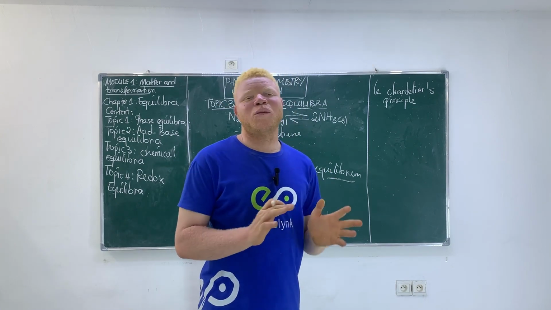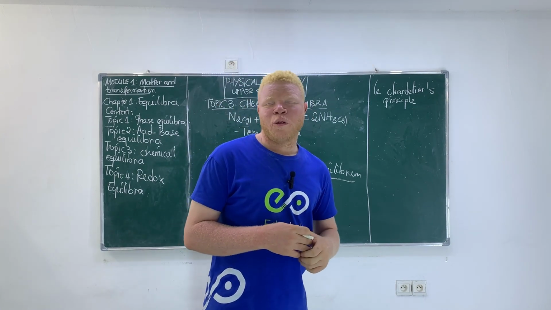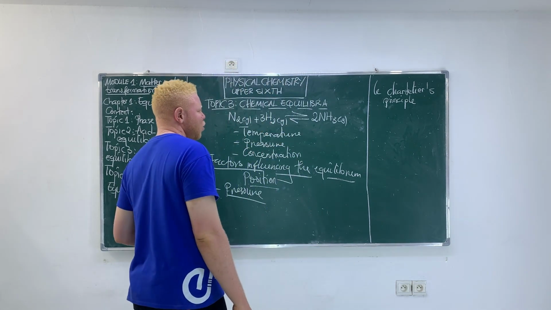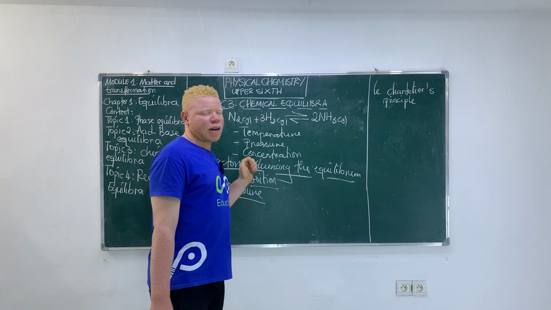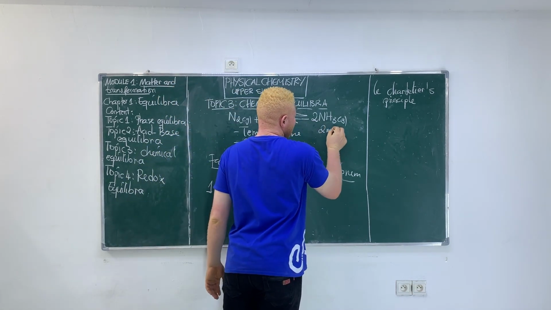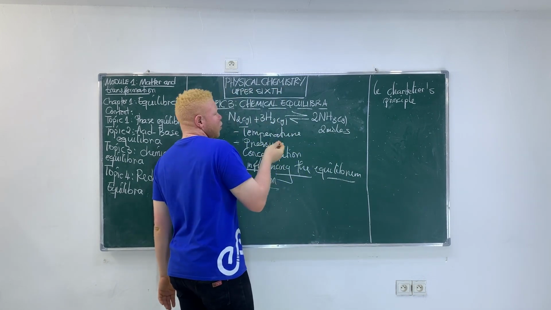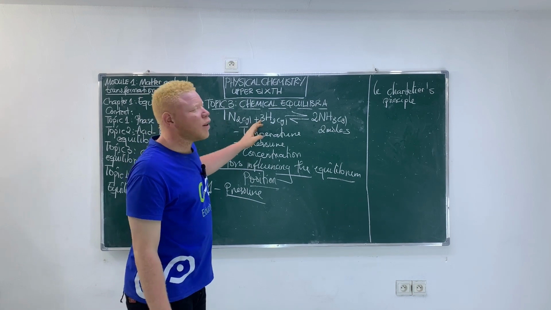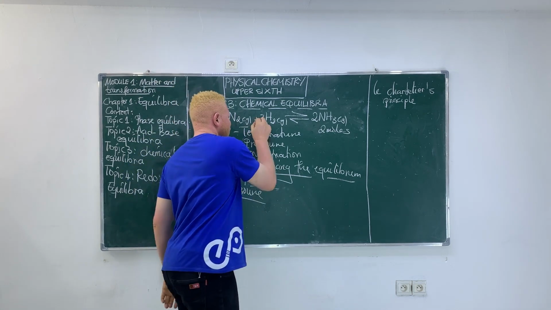Why is it that the equilibrium position will shift to the right? Whenever a reversible reaction is given to you, you have to look at the number of moles on the left and the right. On the right, the number of moles is 2 moles. On the left, 1 plus 3 is 4. Here we have 4 moles.